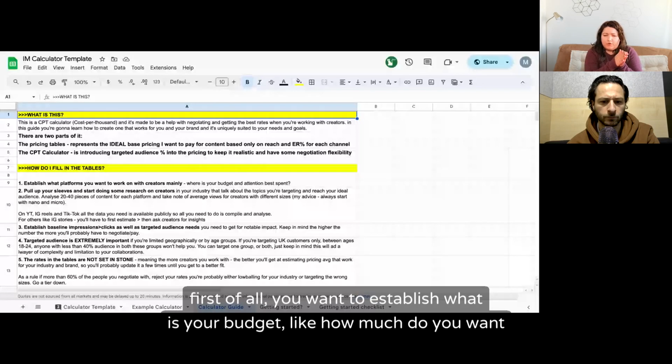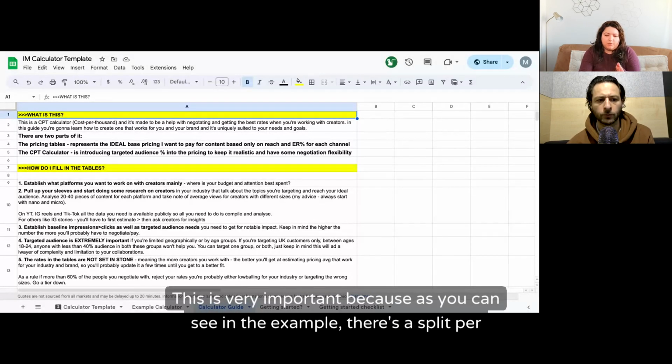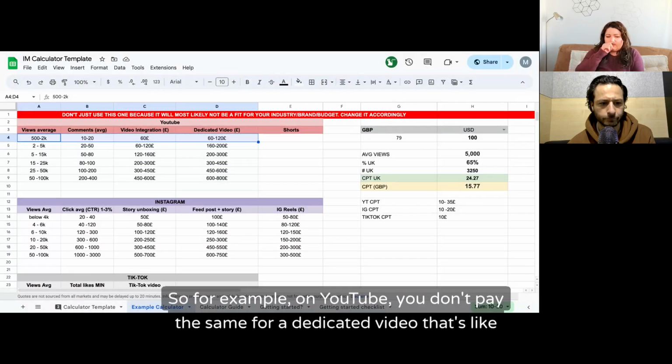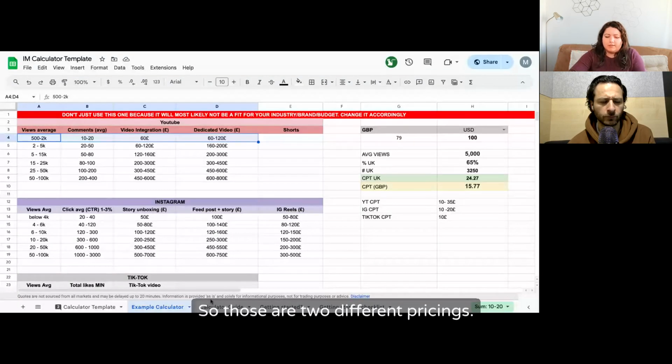you, first of all, want to establish what is your budget, like how much do you want to pay? Then what platforms do you want to work with creators on mainly? This is very important because, as you can see in the example, there's a split per platform and also a split per content type, right? So for example, on YouTube, you don't pay the same for a dedicated video featuring only your brand versus a video integration or an ad read in that, right? So those are two different pricings.